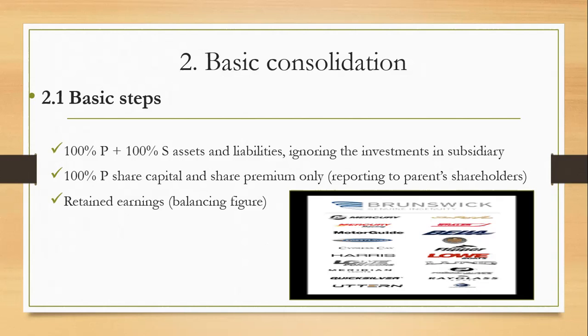So assume that you have the parent company's balance sheet, and you have the subsidiary company's balance sheet. All you do is add them at 100%. Whatever element you get under assets, plus the elements under the subsidiary. The only thing you ignore is investments in subsidiary.